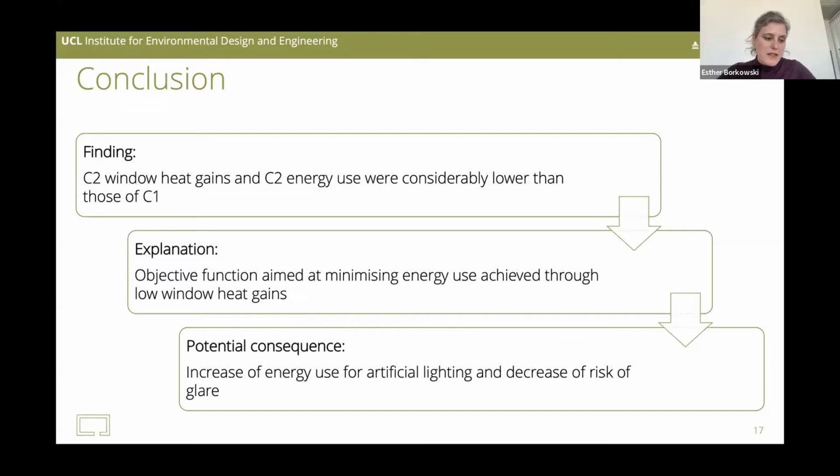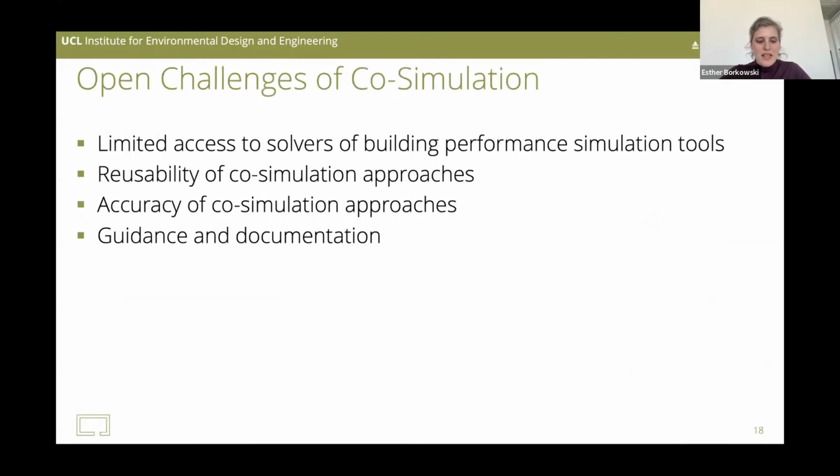And this in turn suggests that co-simulation offers benefits for the simulation of adaptive building envelopes. And although co-simulation has many benefits, there are still some open challenges that need to be addressed in the future. For instance, there is a lack of a systematic standard approach for performing co-simulations, which is supported by the fact that there is no one-size-fits-all solution to co-simulation.